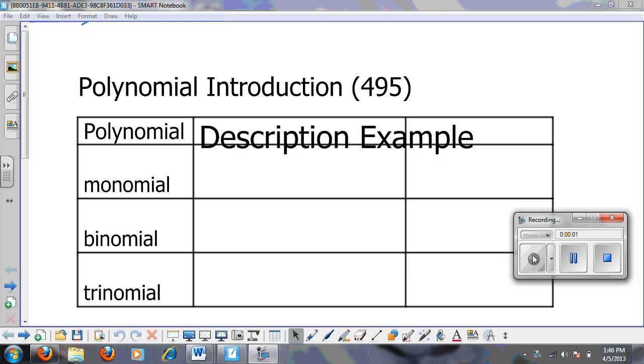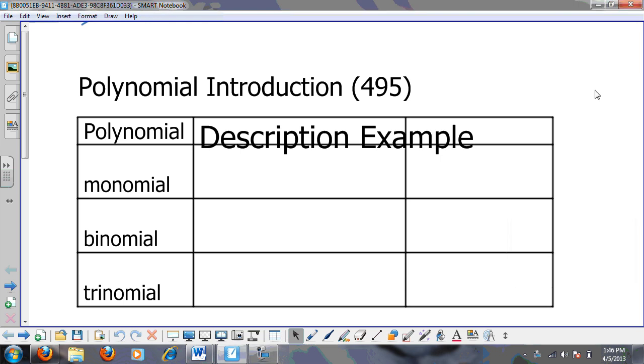Okay, this is an introduction to polynomials. It's chapter 9. It will be the last chapter that we cover before we get into our statistics unit. It begins on page 495, excuse me. On your note sheet, it says polynomial introduction.